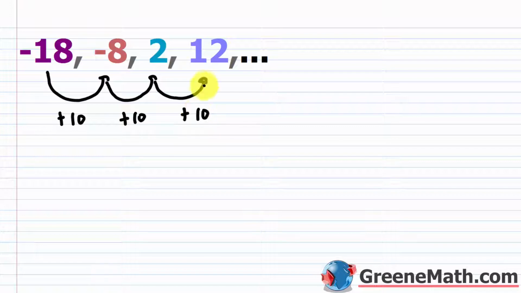If I went from 12 to the next term of that sequence, I would add 10 and get to 22. If I added 10 again to get to the next term, I get to 32, and so on and so forth. So what we have here is an arithmetic sequence.